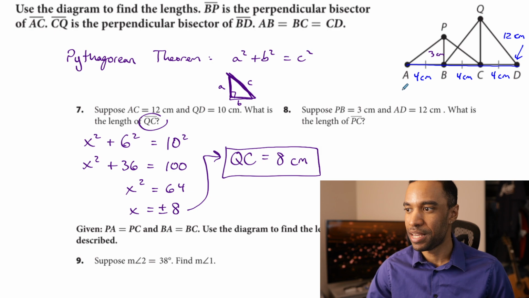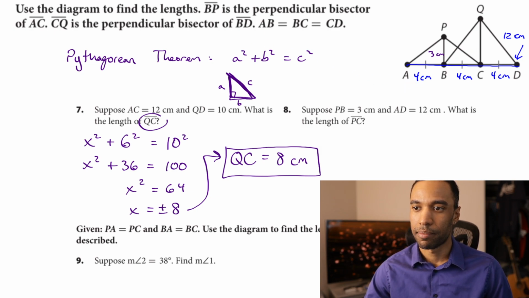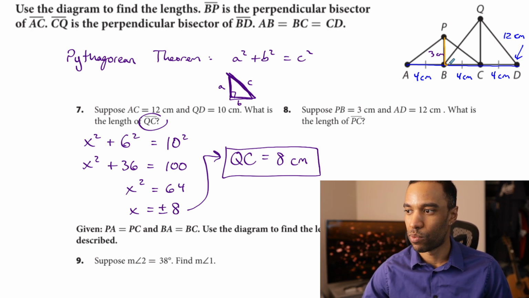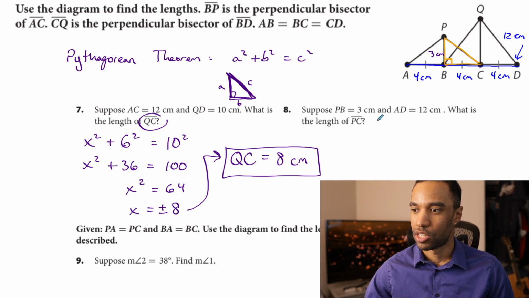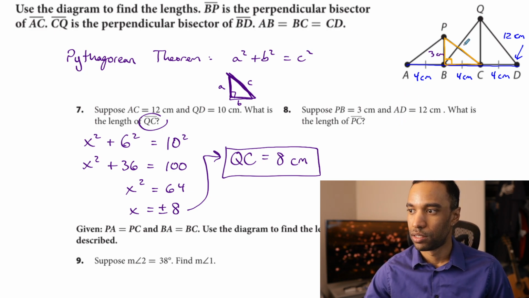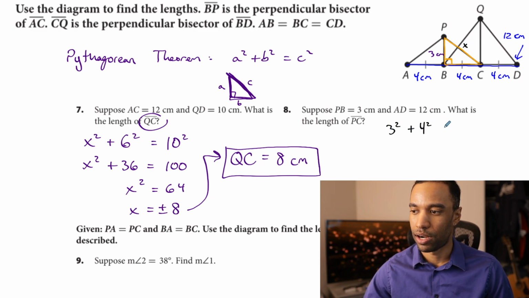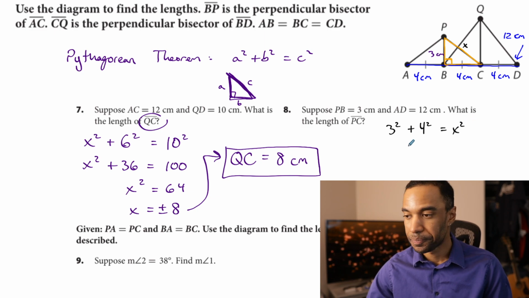What is the length of PC? Well, just like last time, guys, looks like we're looking at another right triangle right here, as it was a perpendicular bisector. That's a right angle. And we have the leg lengths 3 and 4. This becomes 3 squared, well, let's see, call this x again, 3 squared plus 4 squared equals x squared.